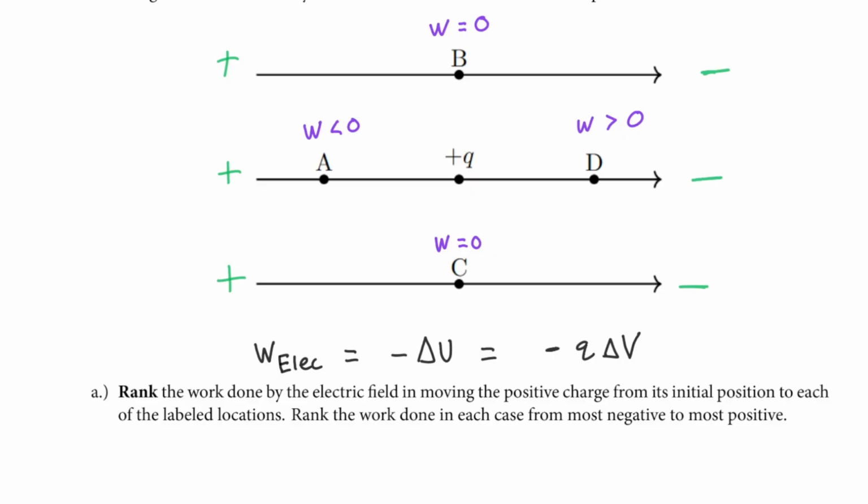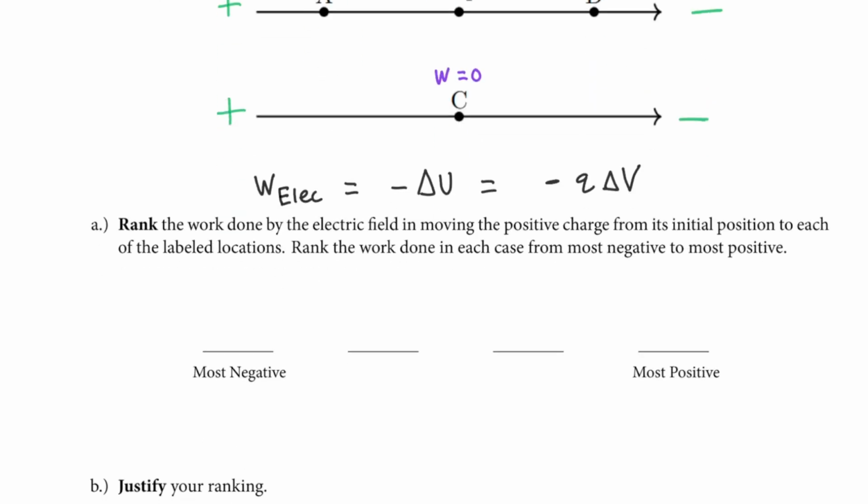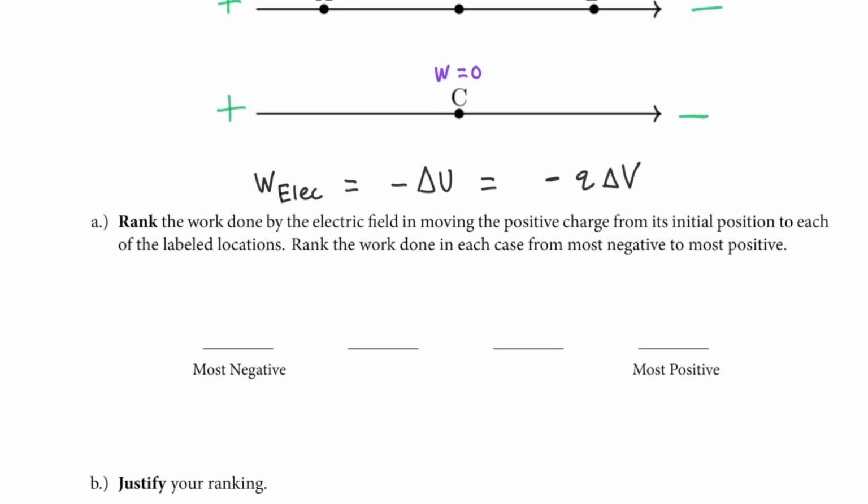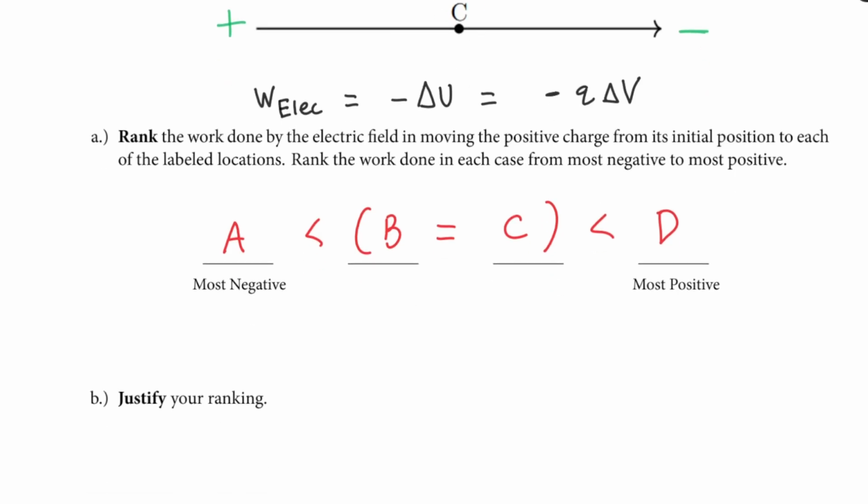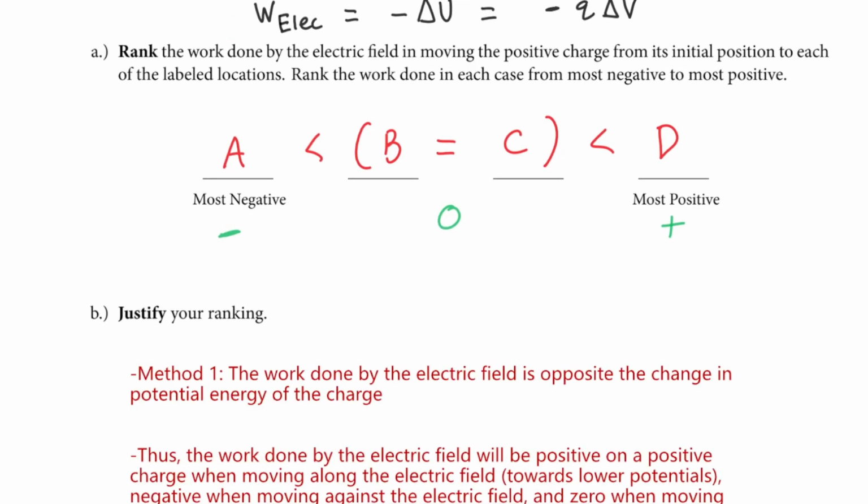Now, that is tricky, so the forces approach will work much better for many of us, but I'm just showing this general result here. So A was negative work, B and C were both 0 work, and D was positive work. So this was negative, this was 0, this was positive. So here's the first ranking.